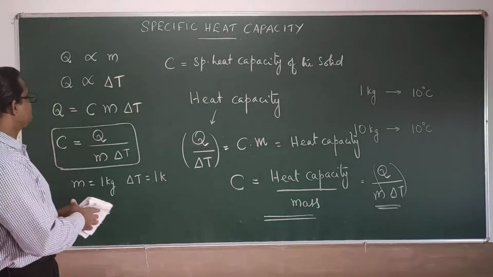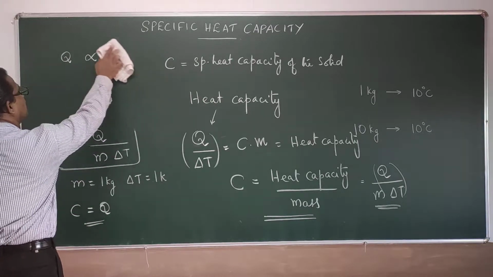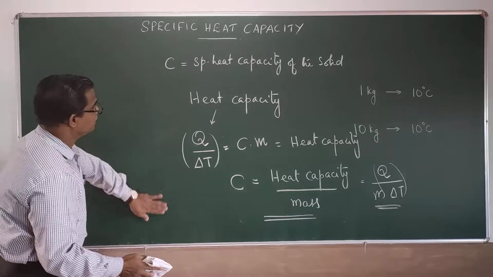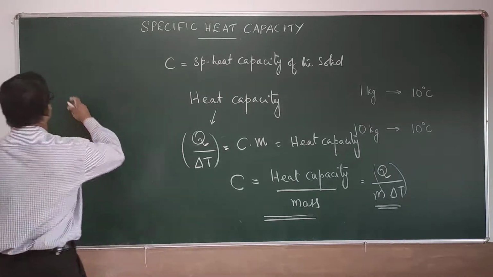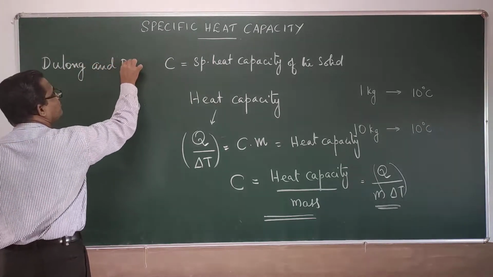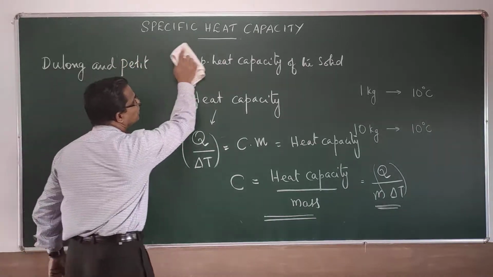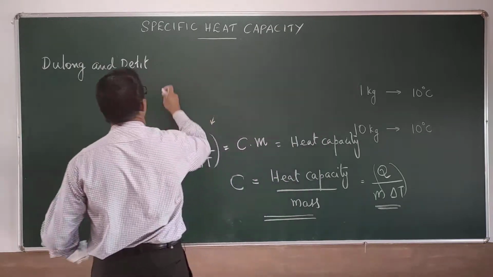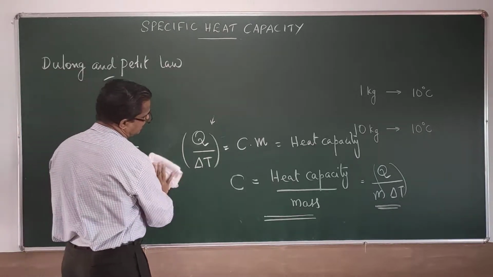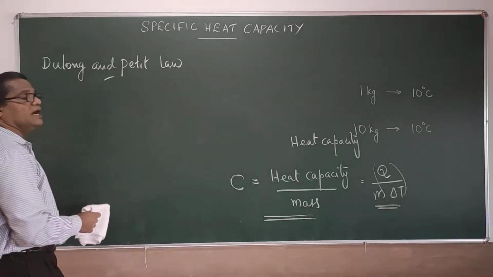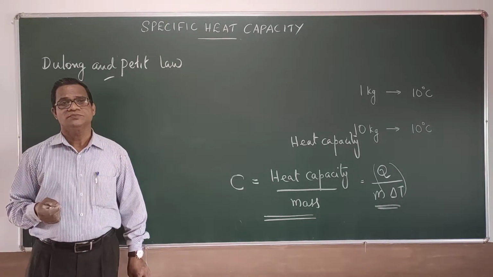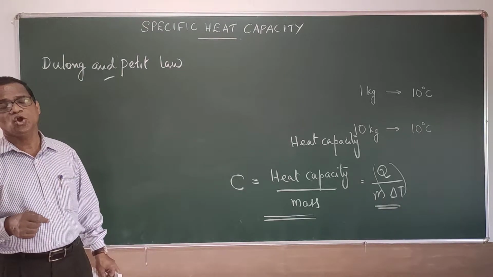Now, relating to this specific heat and the solid properties, there we can define a law called Dulong and Petit's law. There is a particular law relating the specific heat. This law is an empirical formula that says that the product of the atomic weight of the solid and its specific heat remains a constant.